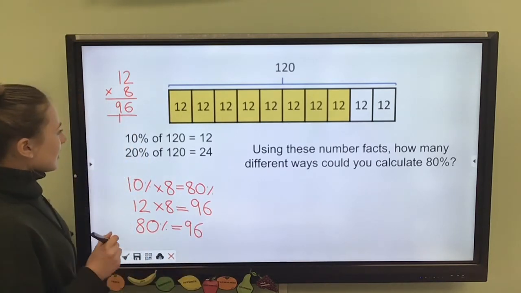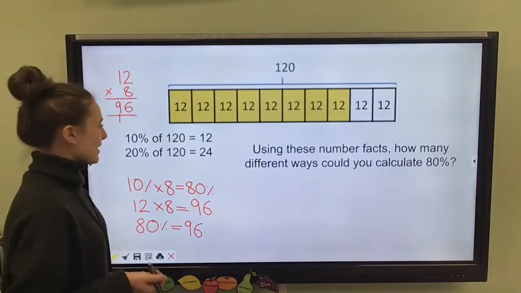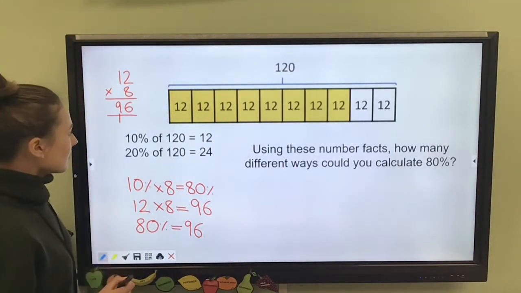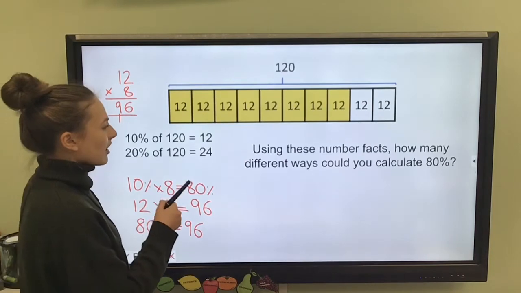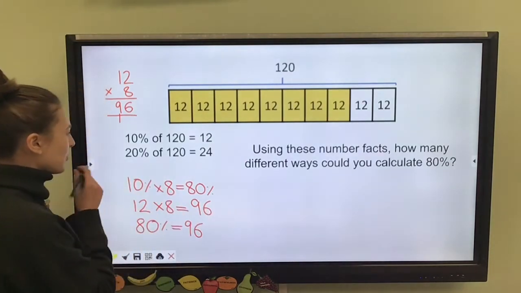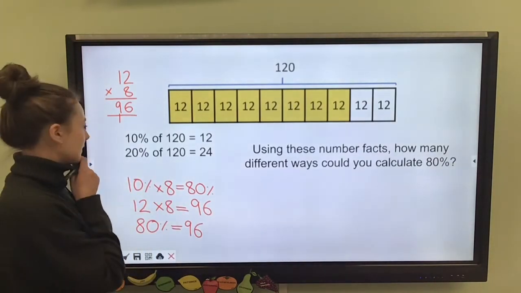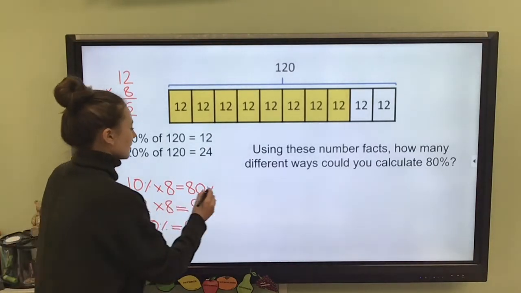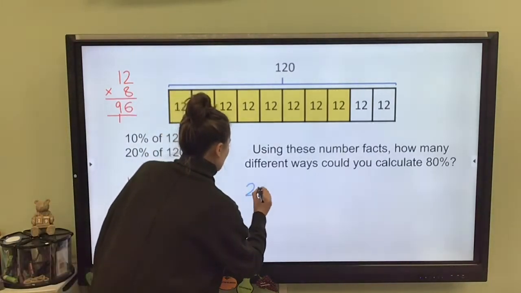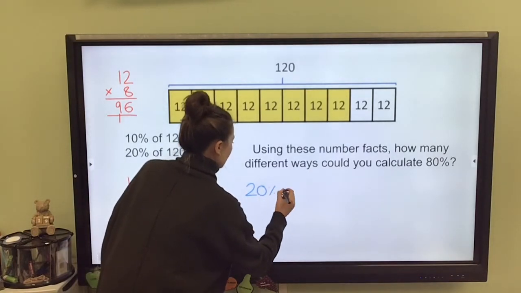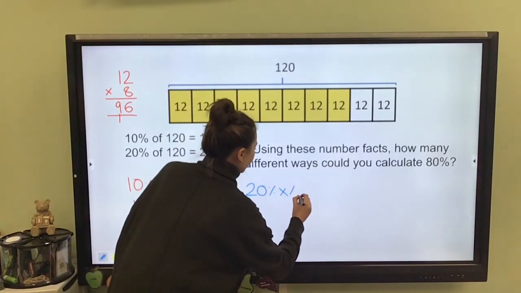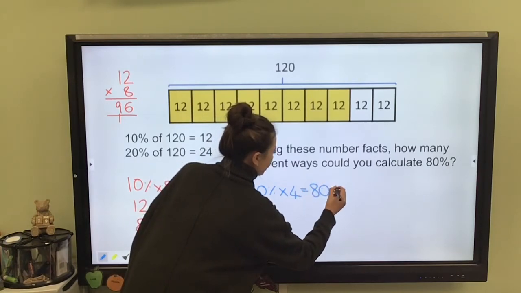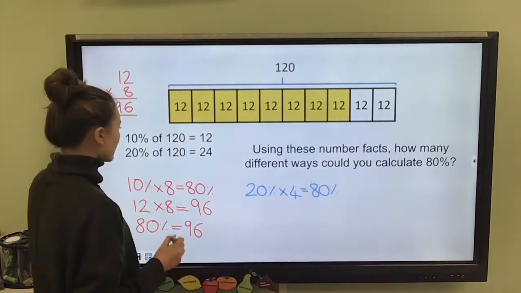Okay, let's double check that by doing a different method as well. So I'm going to change my colour pen. Okay, so what other ways could I calculate 80% with the facts I already know? How could I use 20%? Well, I could do 20% multiplied by 4. That would also give me 80%. Okay, so let's try that one out.